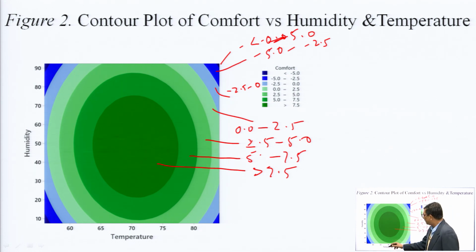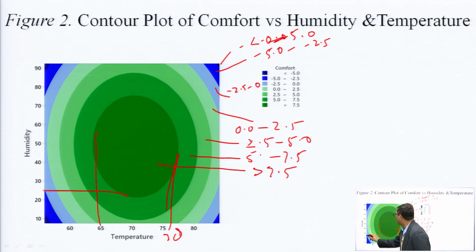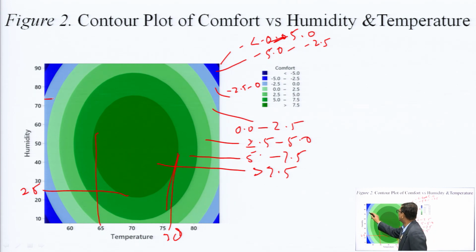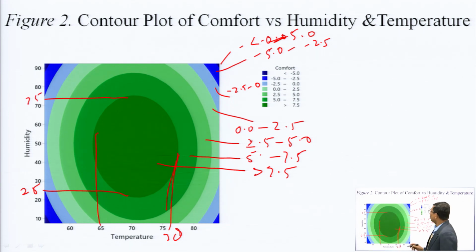So, if you see, the dark region lies between 65 and approximately 78 for temperature, and for humidity this dark region is approximately 25 to more than 70, it may be 75. So, this is the dark region where the comfort is maximum. We read a contour plot like this.